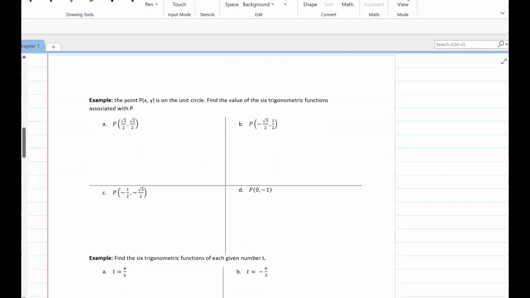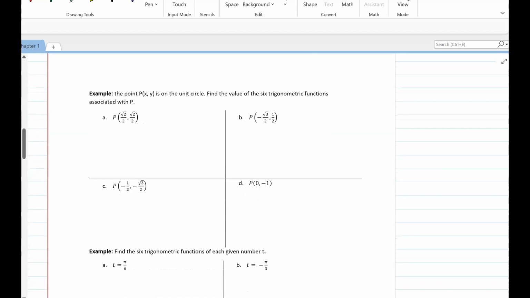Let's take a look at an example. The point (x, y) is on the unit circle. Find the value of the trigonometric functions associated with P. So in the first point, P equals (square root 2 over 2, square root 2 over 2). We have x equal to square root 2 over 2, and y equals square root 2 over 2.